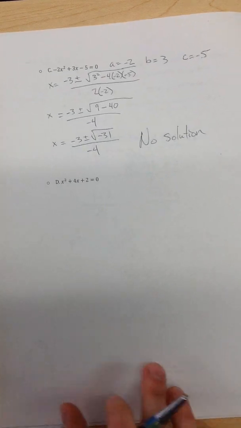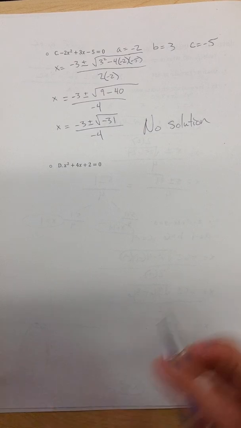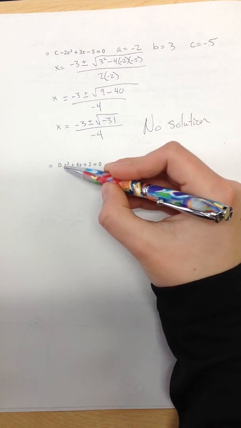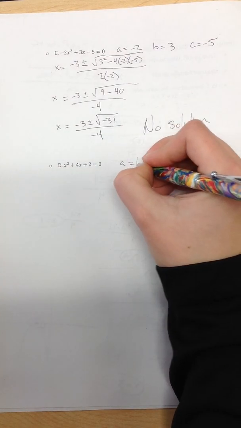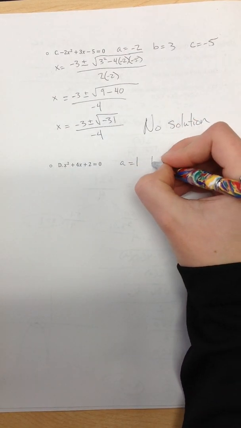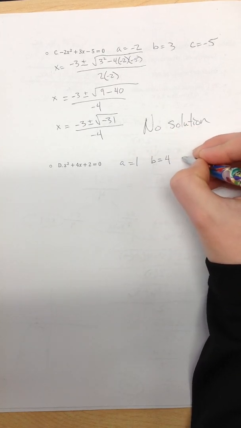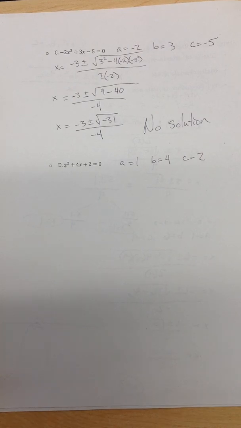So if you ever get that, you just put no solutions. Okay. Last one of these here. We've got x squared plus 4x plus 2 is equal to 0, so we're in a good form. So our a, since there's nothing in front of our x squared value, it'll be a 1. Our b is going to be 4, that's in front of our x, and then our c is going to be 2, our constant.